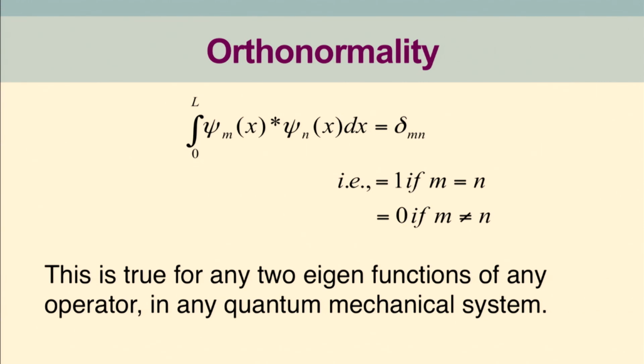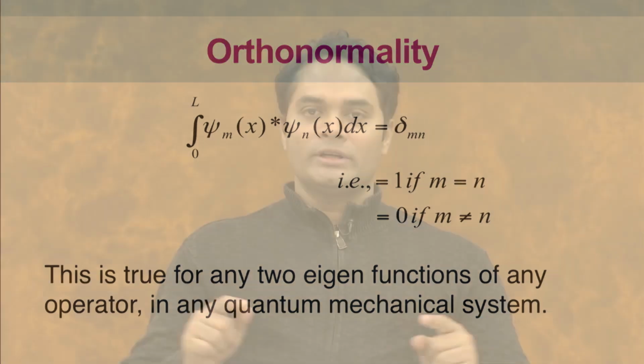The integration from 0 to L of psi m star psi n dx is delta mn, where delta mn is also called the Kronecker delta function, which takes value 1 if m is equal to n and is 0 if m is not equal to n. When m is equal to n, this gives rise to the normalization condition, as you might have learnt already. In general, this is not only true for this particular problem in the infinite potential well, but for any given wave functions psi n and psi m and operator in a quantum mechanical problem.